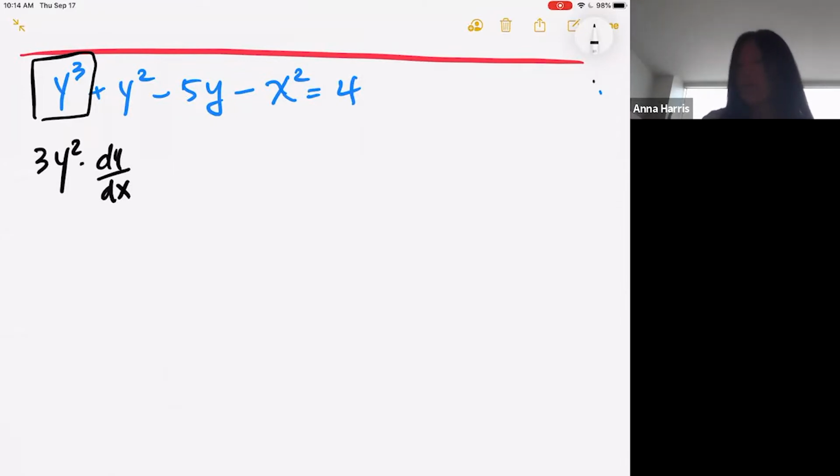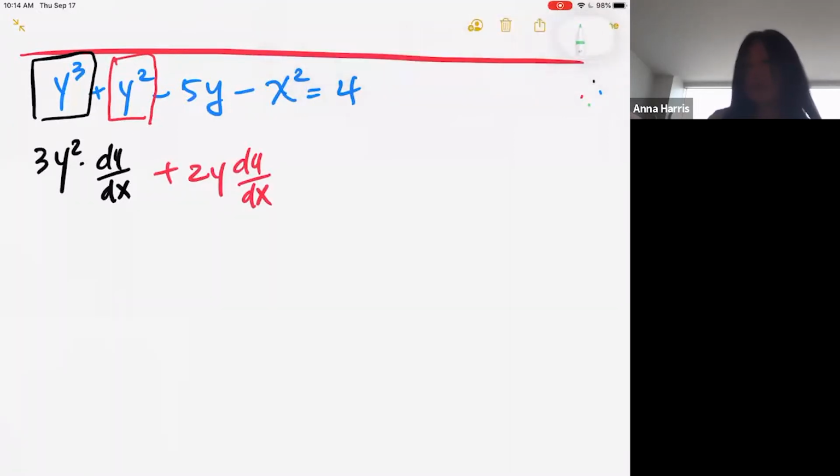All right, now let's do the second one. Take a derivative of this one. Again, we're gonna use a power rule. So that's equal to 2y dy/dx. All right, now let's take a derivative of the third one. Right here. So that's simply -5 what? dy/dx.